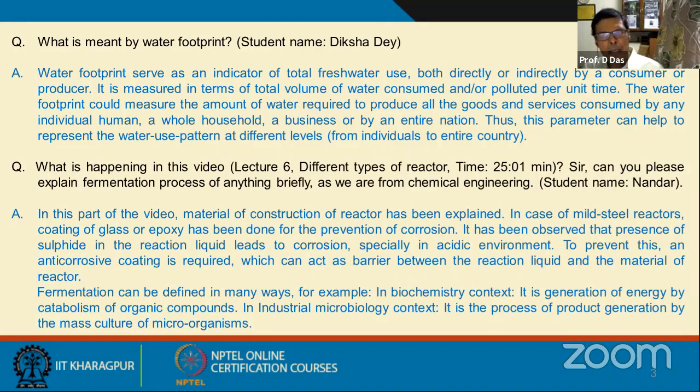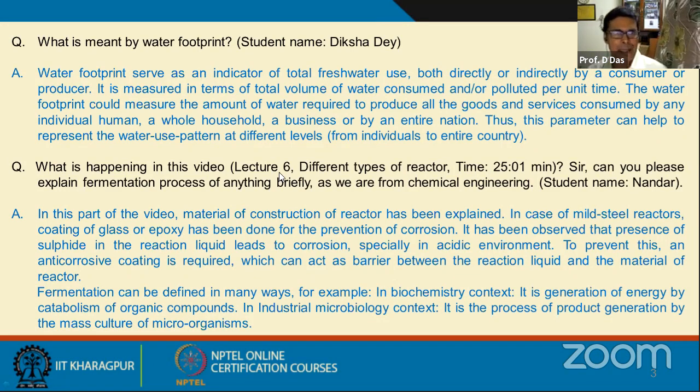Now, in case of a chemical reactor, we also use mild steel. When we use mild steel, then we shall use some kind of coating material, and one important coating material is epoxy resin or glass coating. So that makes a barrier between your product or substrate and this material of construction, so that your material of construction will not be directly affected by your product or the substrate concentration.